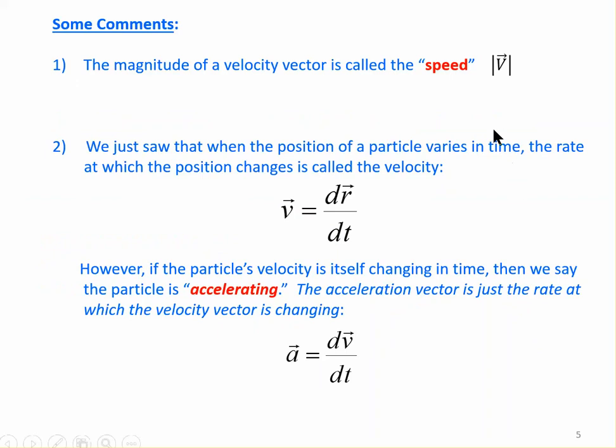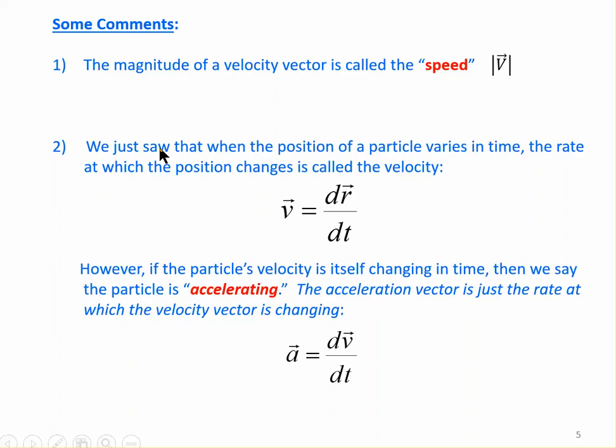Okay, a few comments on this. The size or magnitude of a velocity vector is simply called the speed. So this is familiar. How fast is something going? So you don't worry about its direction. If you want to know just how fast is something going, that's called its speed. And so the magnitude or the size of the velocity vector is called the speed, and the direction of the velocity vector tells you the direction that it's moving in.